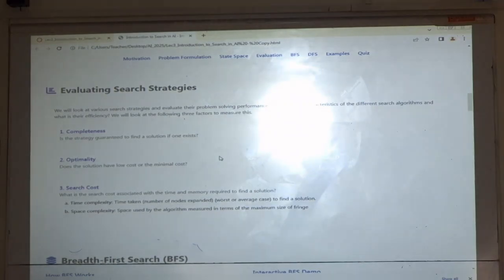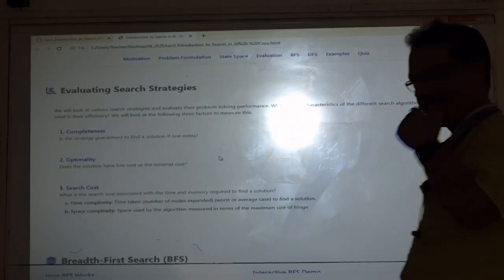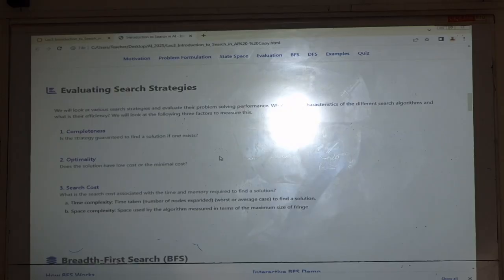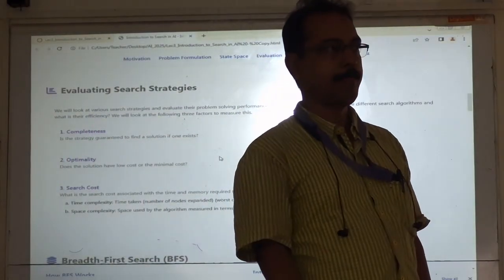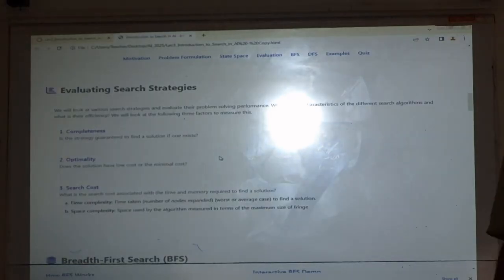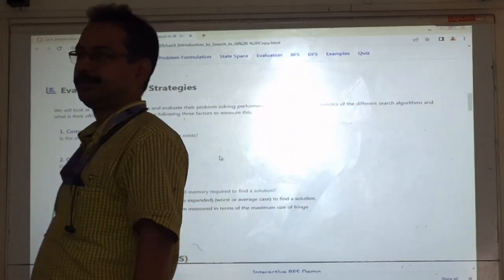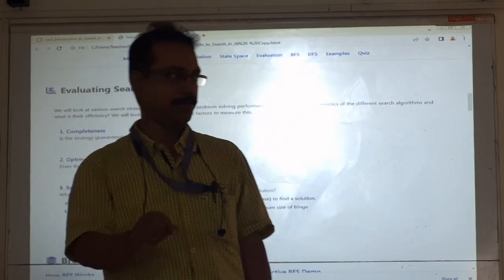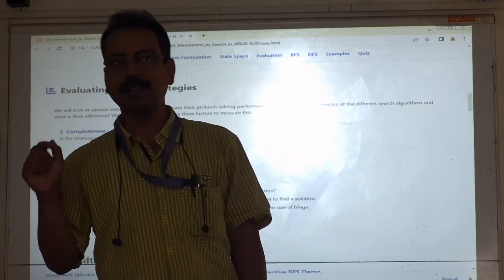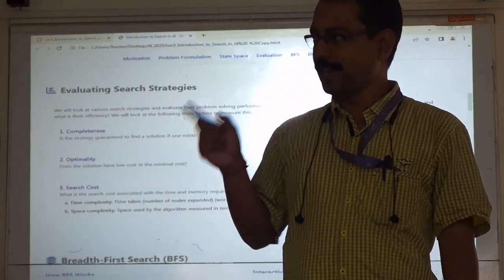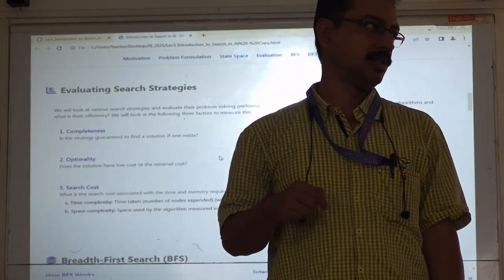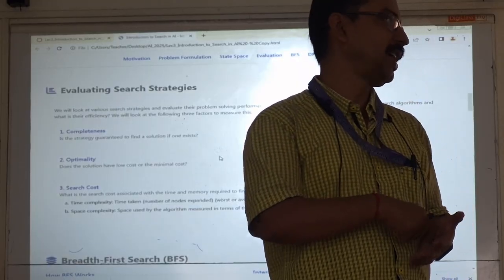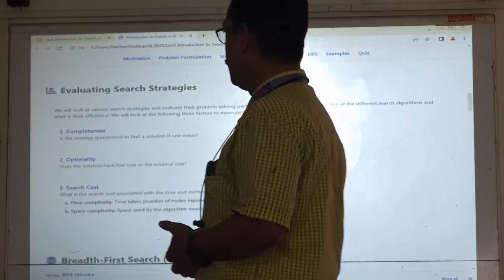So the first thing that we must check is whether the algorithm is complete or not. That is the completeness checking. So what does this mean? If the solution exists in my environment, more specifically, if my goal state is present in my state space, then does the algorithm that I am using guarantee that it will find that goal? If yes, then I will say that the algorithm or the strategy is complete.